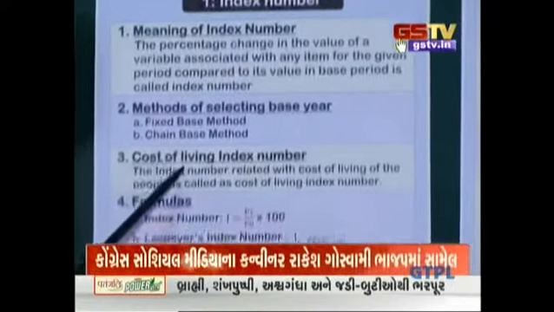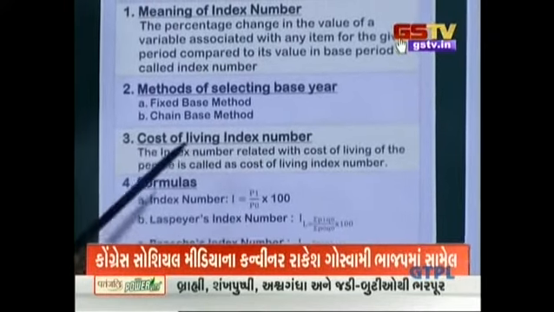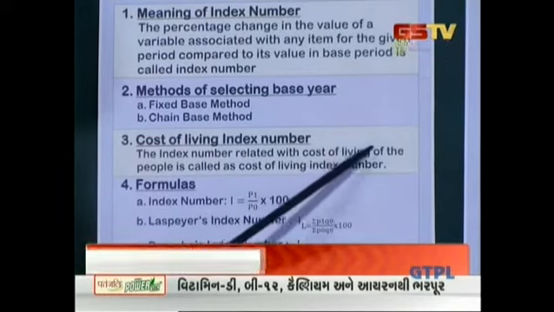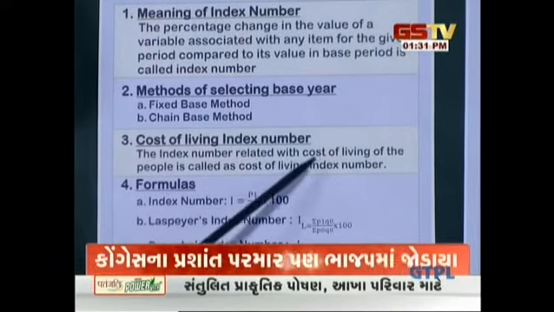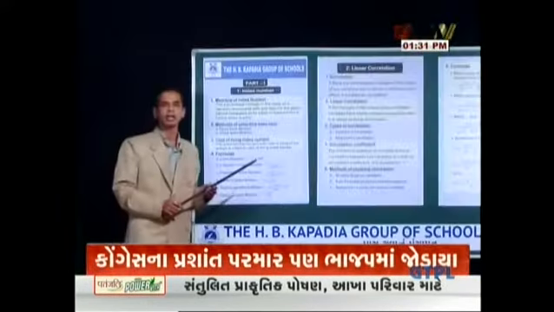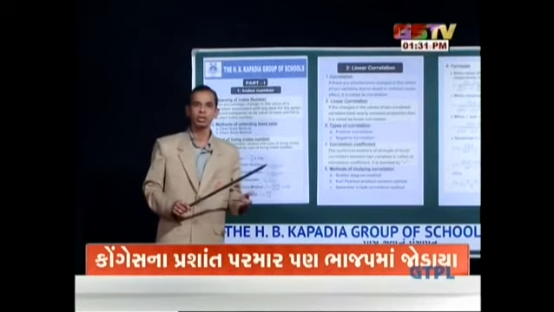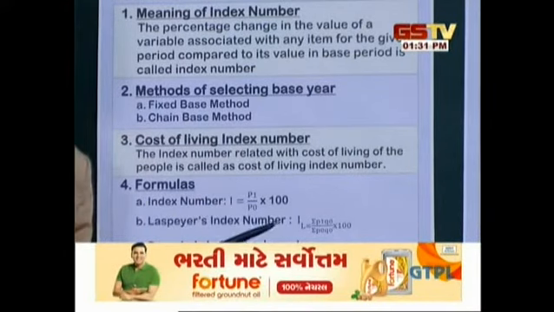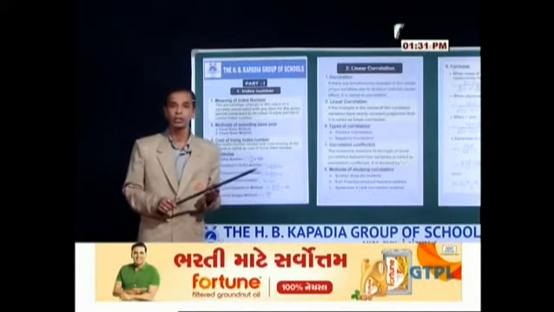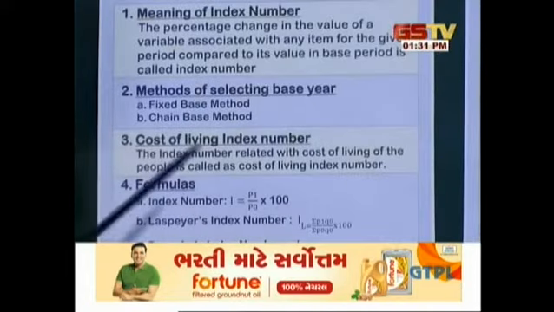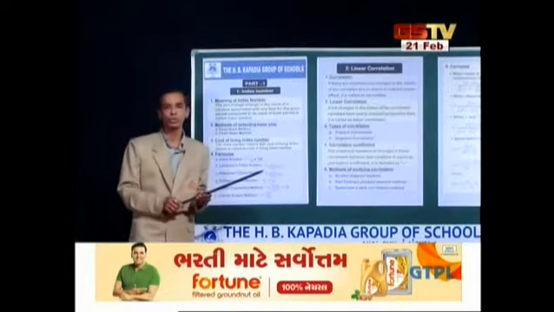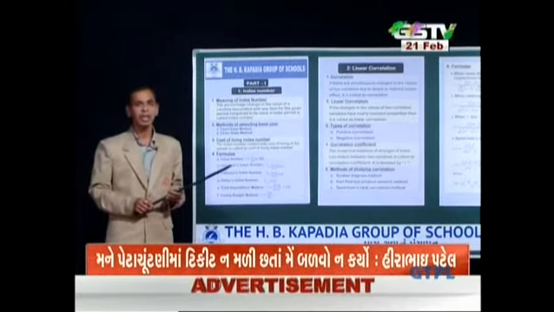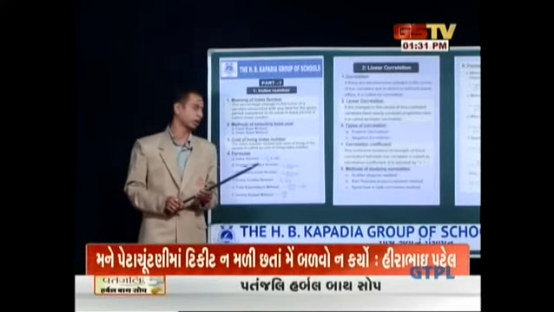Third, cost of living index number. Here is the meaning: the index number related to the cost of living of the people is called a cost of living index number. There are different types of index numbers, export index number, import index number. In the same way, here is the cost of living index number, which measures the standard of living of the people. Here in this cost of living index number, we have to use two different methods. One, total expenditure method, and second, family budget method.